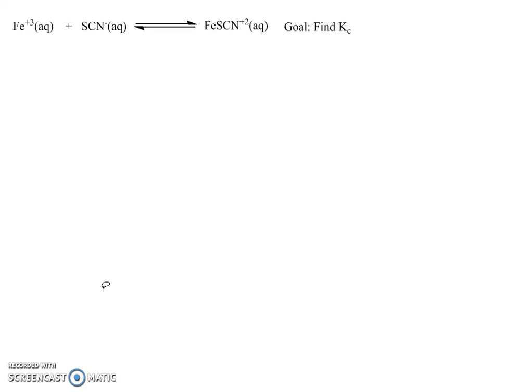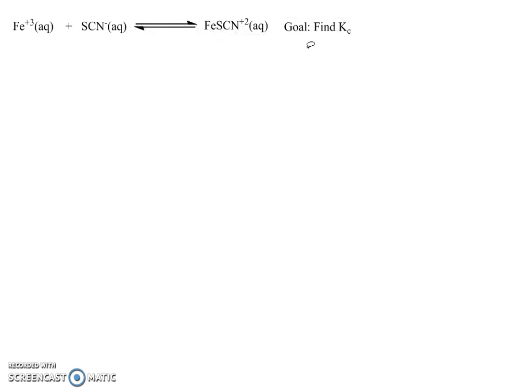Let's talk about the experiment that we're going to be doing this week. We're going to be studying this reaction between the iron +3 and the thiocyanate. And our goal for this experiment is to find the value of the equilibrium constant Kc for this reaction.